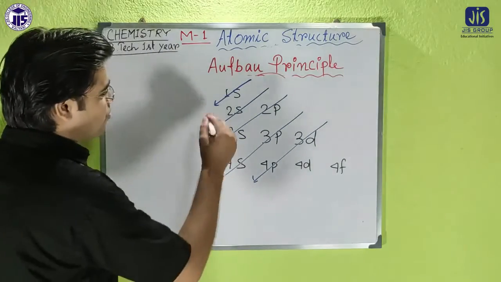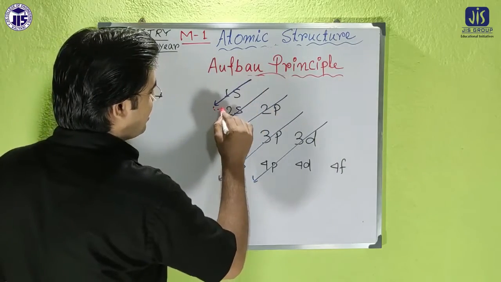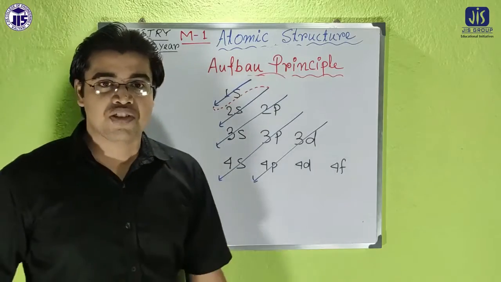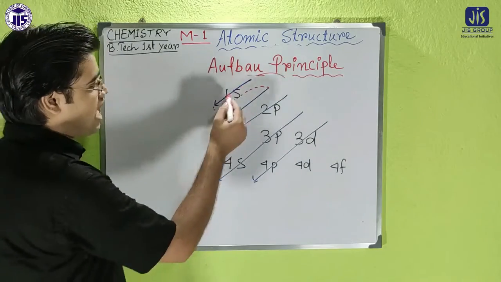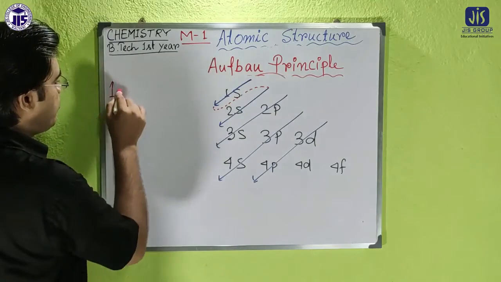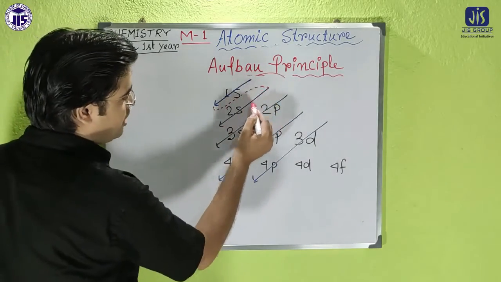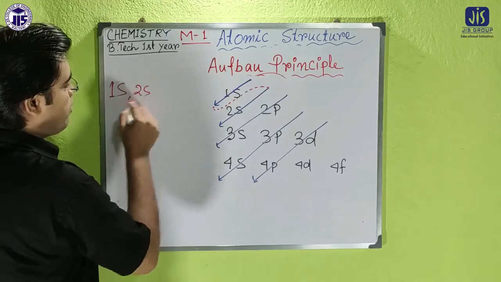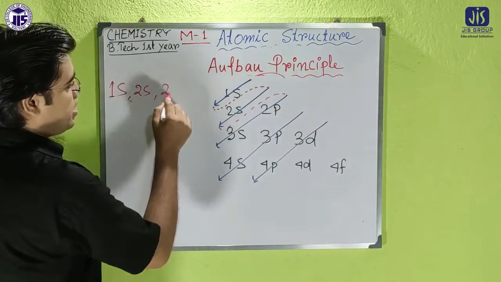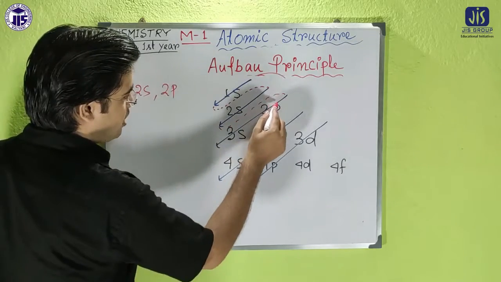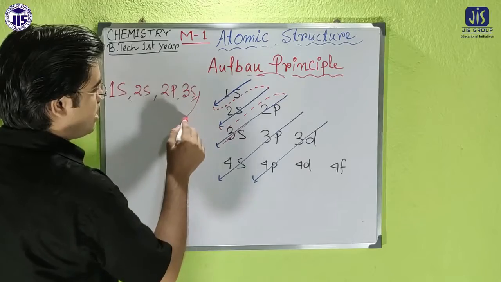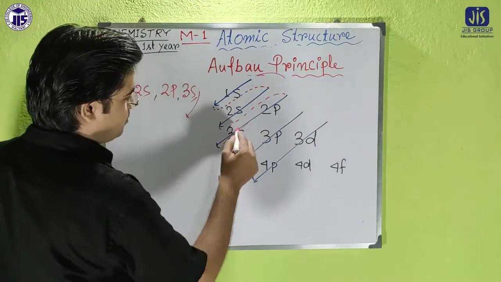So look at the board. If we consider that, we have to follow the order, the arrow. Arrow means you have to follow the arrow: first we consider the 1s, so here we can write down 1s, then come here, then 2s. Then we write down 2s, then again 2p, so again 2p, then after 2p it comes to 3s. So write down 3s.